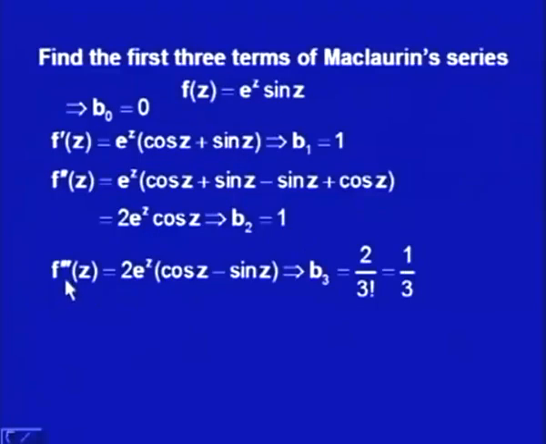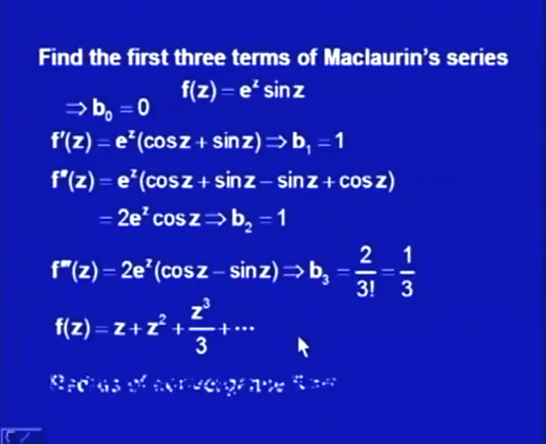Then f triple prime z is computed by simply differentiating this, and that gives me b3 equal to 2 by factorial 3 minus 1 by 3. Simplifying, we get this Taylor series for the function f(z) equal to e^z sin z.